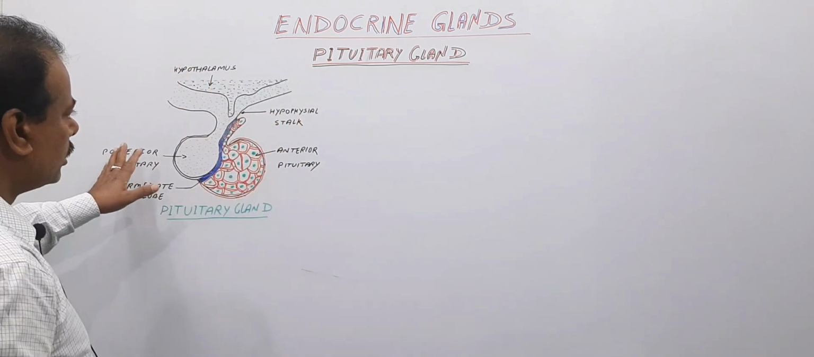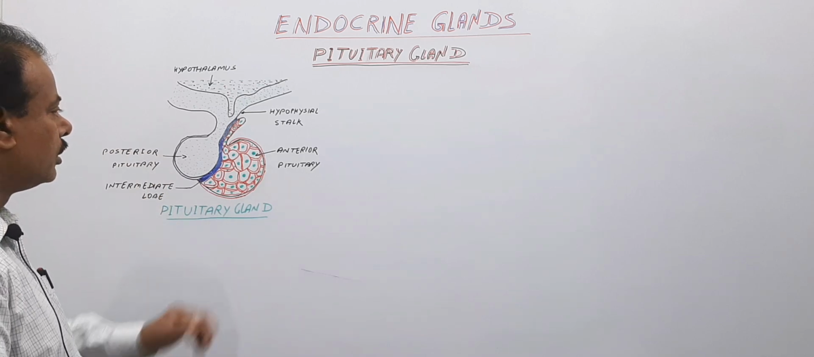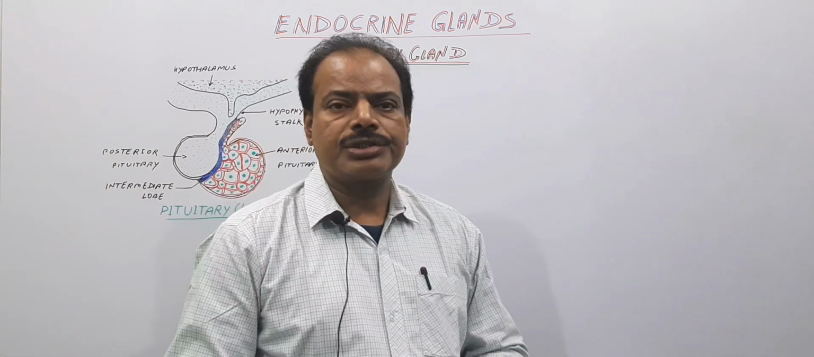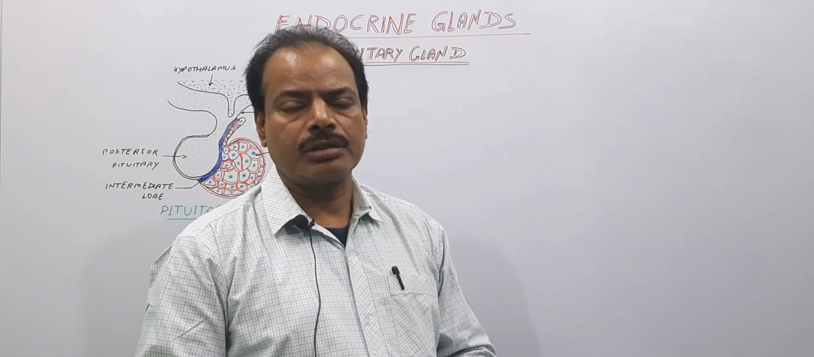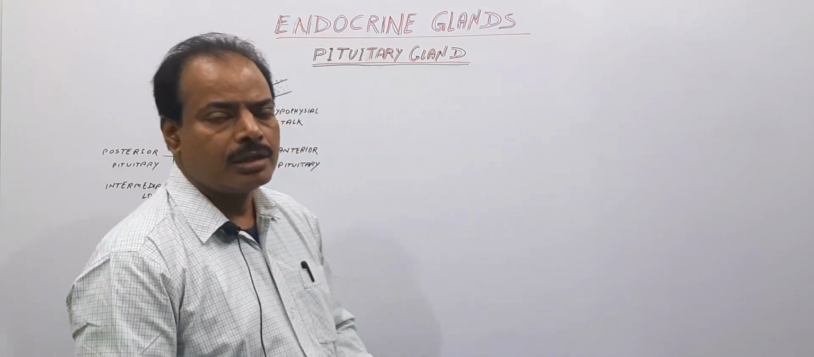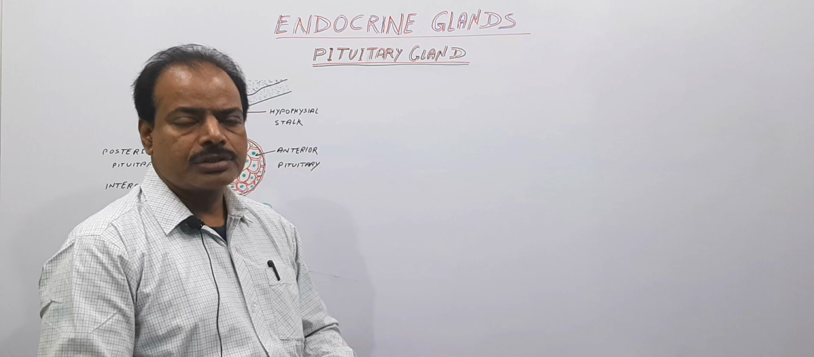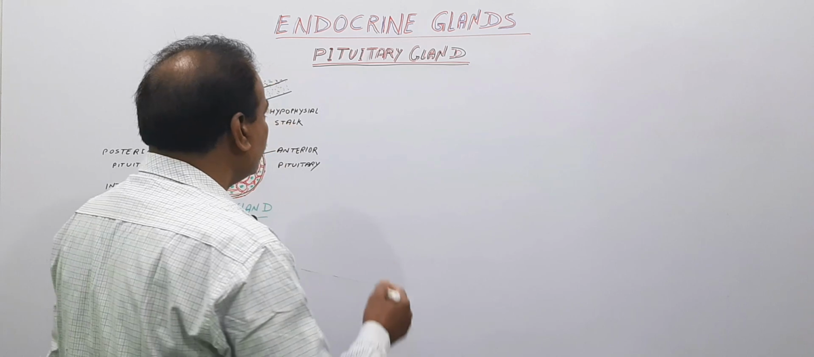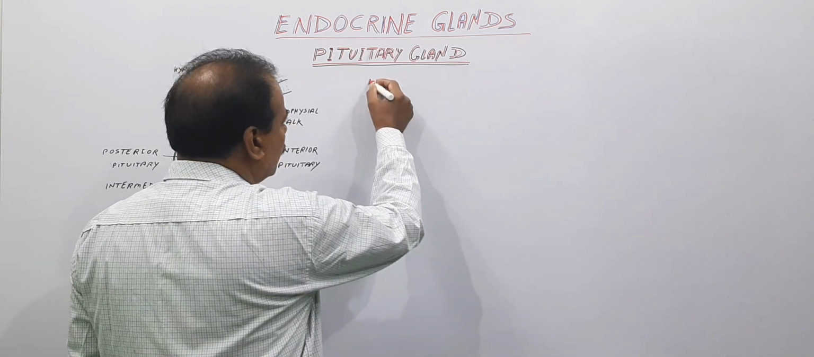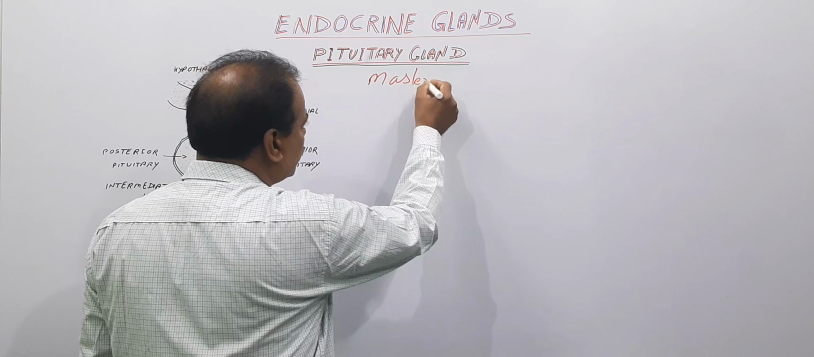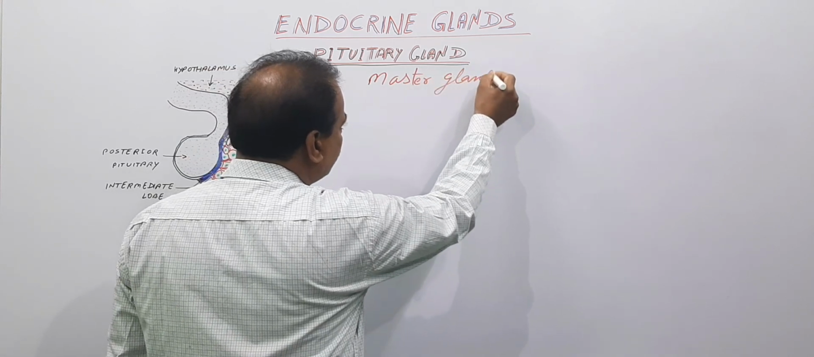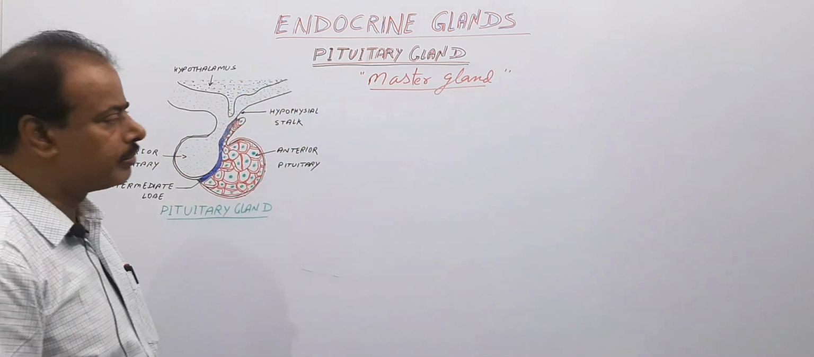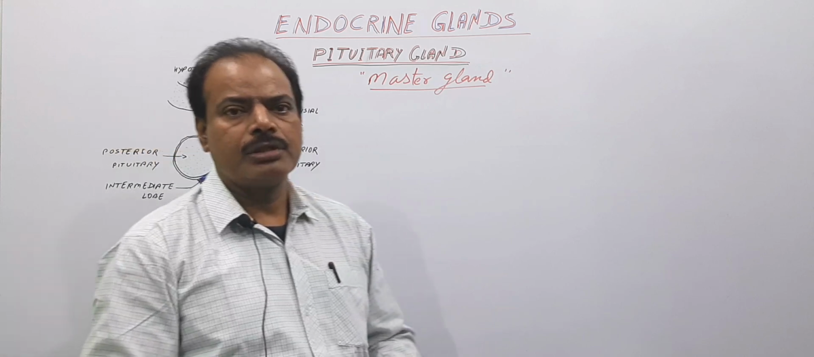So the hypothalamus controls the activity of the endocrine gland, and the endocrine gland secretes stimulating hormones or tropic hormones, and it controls or regulates different activities of other endocrine glands. That's why the pituitary gland is known as the master gland. It is known as the master gland because it controls the activities of other endocrine glands by secreting tropic hormones or stimulating hormones.